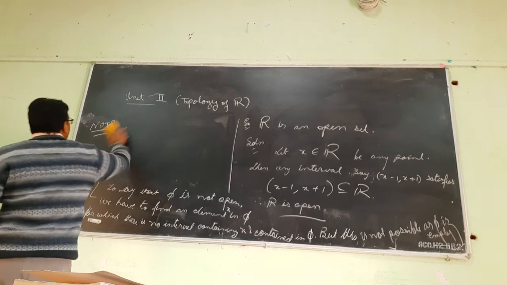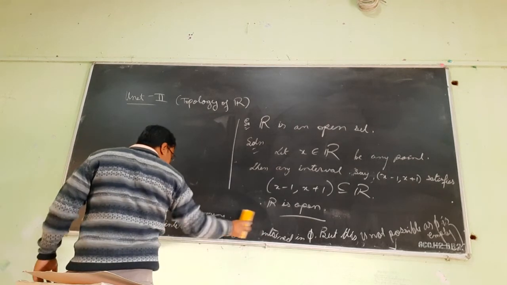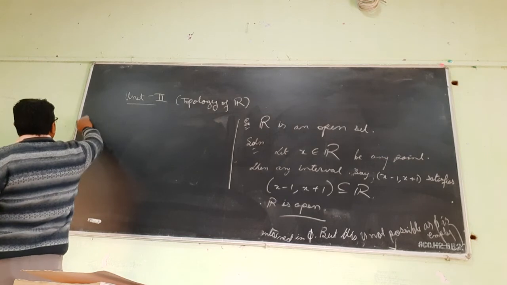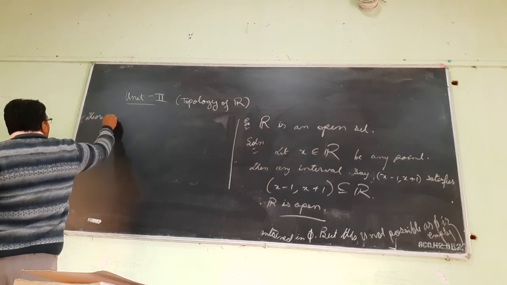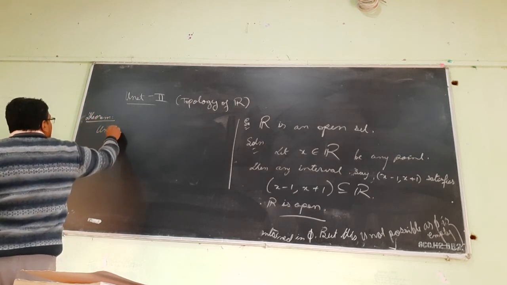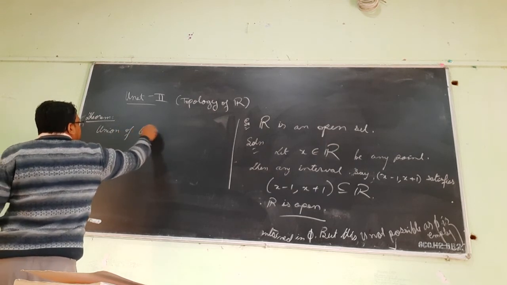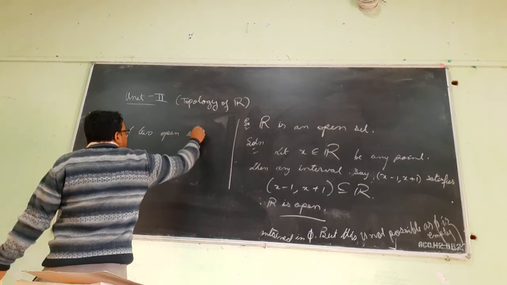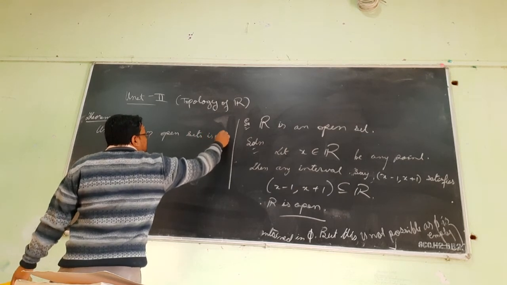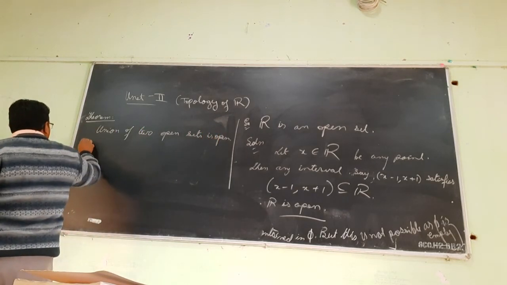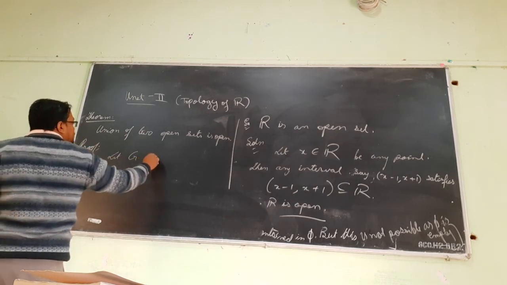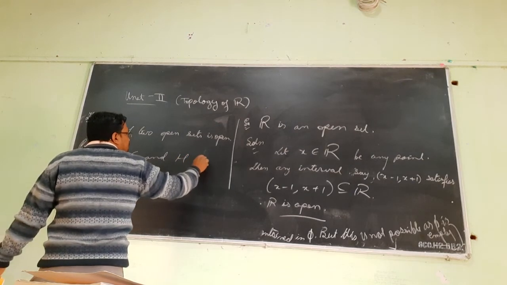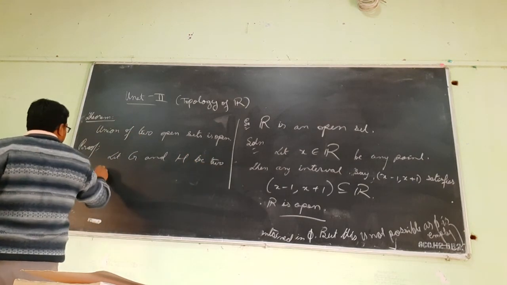Next, I have to show that if I have two open sets, then their union is open. Or say, let us start with intersection. Or yeah, let us start with union. Union of two open sets is open. So how do you prove it? The proof is very simple. Let G and H be two open sets.